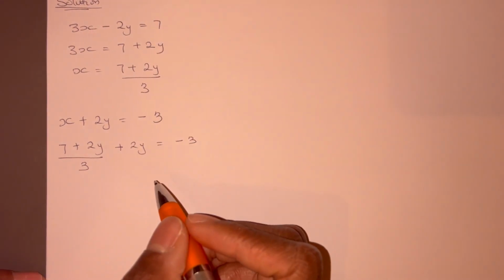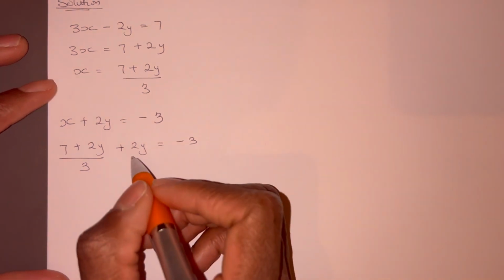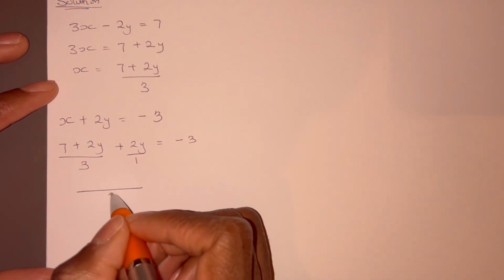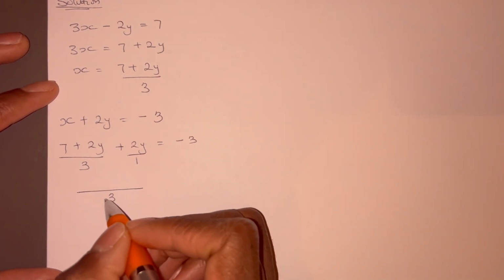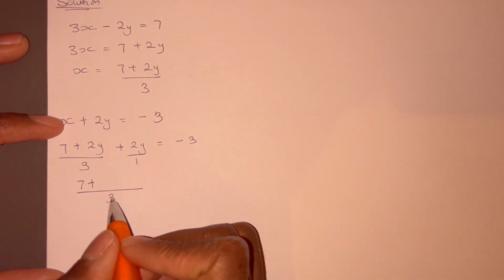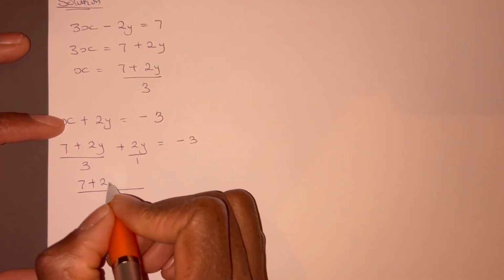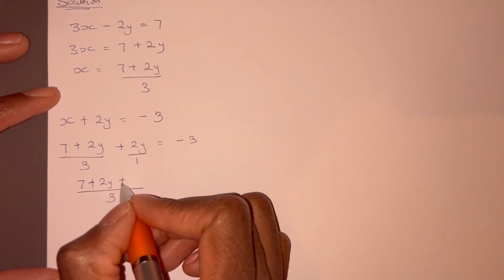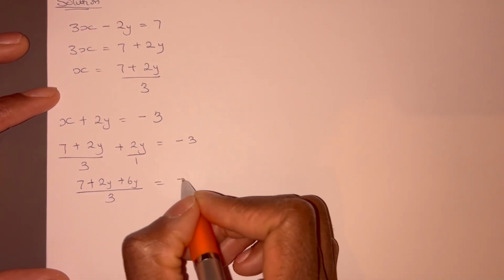Then we find the common denominator. This will be 3. 3 and 3 is 1. 7 times 1 is 7. 3 and 3 is 1. 1 times 2y is 2y. 1 here is 3. 3 times 2y is 6y. Minus 3.